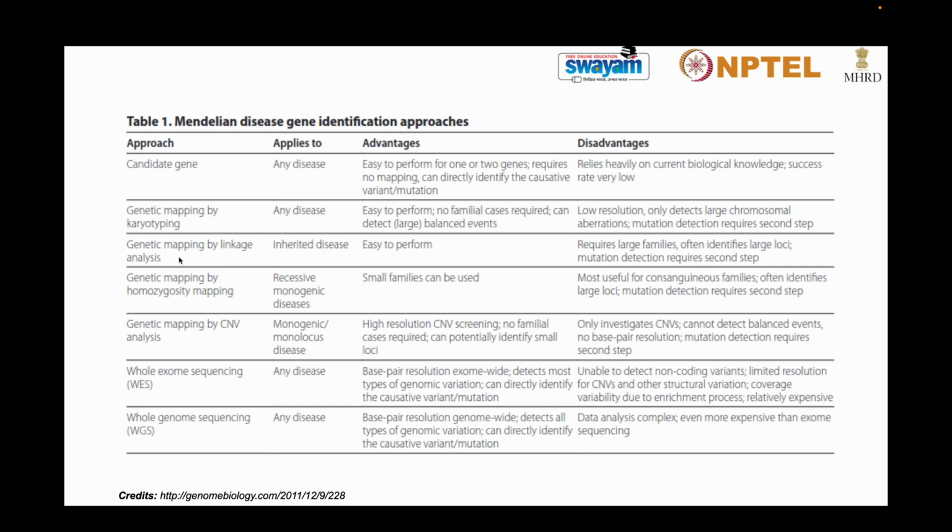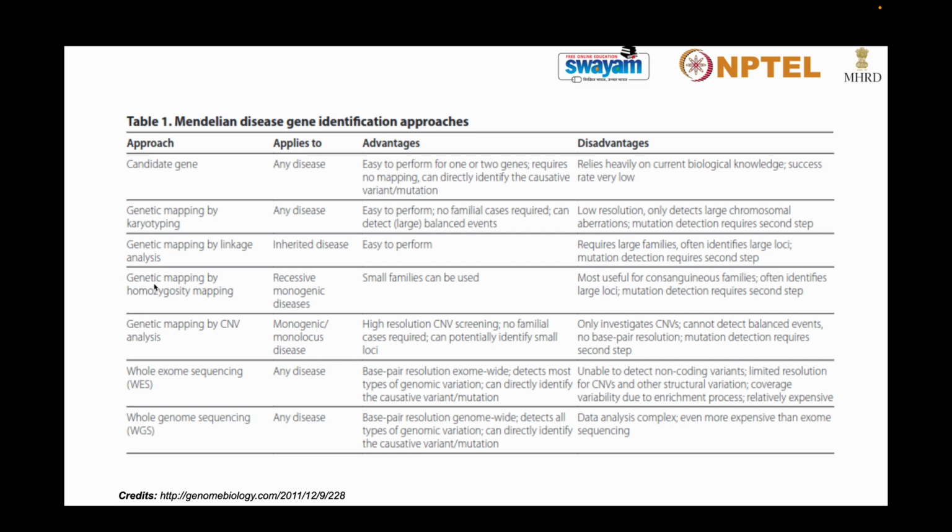Then comes another method, that is genetic mapping by linkage analysis. Linkage studies were very prominent in the 1980s. It means it was the study majorly used to identify disease genes. It is mostly applied to inherited diseases and is very easy to perform. But the disadvantage is that it requires large families because it is dealing with inherited disease. To study any kind of inherited disease, you require knowledge of the family. That's why it requires knowledge of larger families, and it often identifies large loci. And in this also, mutation detection requires a second step.